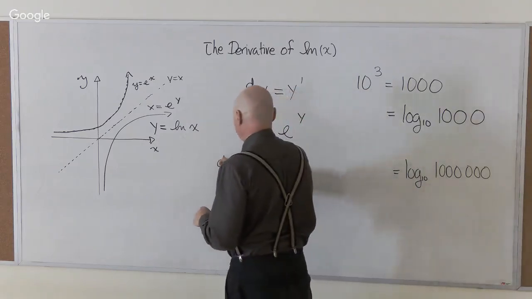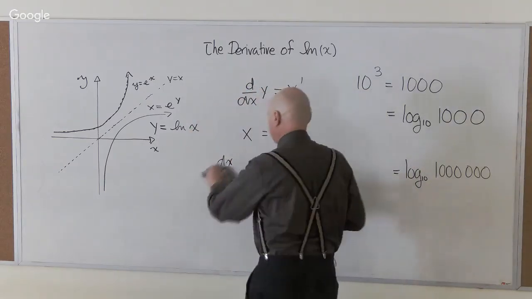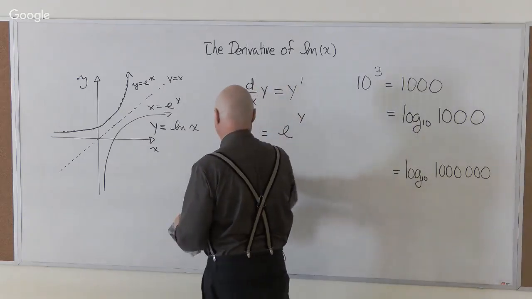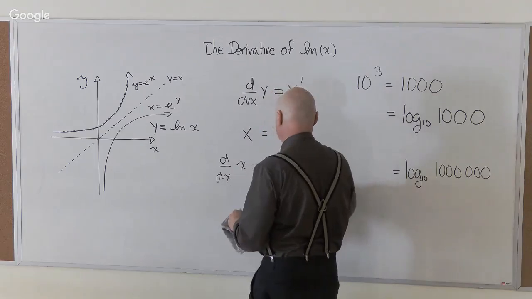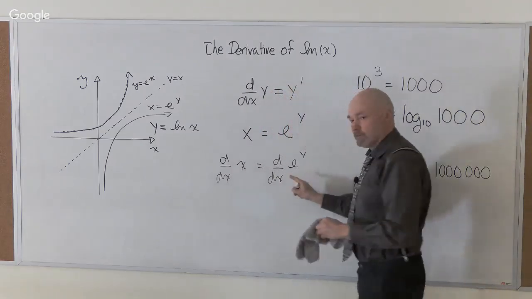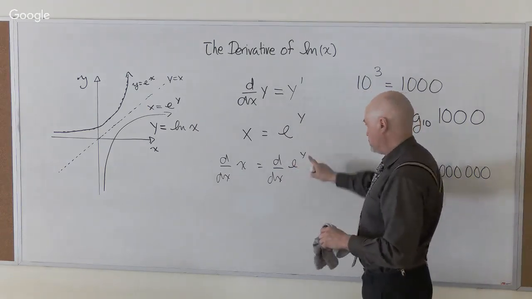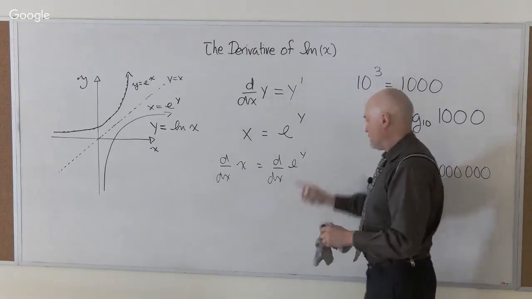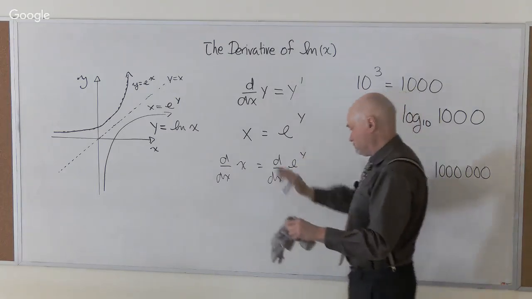I'm going to take the derivative of both sides. So the derivative with respect to x of this side, and I'm going to take the derivative with respect to x of this side, e to the exponent y. And here's the sneaky patch. This I have to apply the chain rule to because y is a function of x, and so this is a function of a function. I need to apply the chain rule, but it's going to be easy.